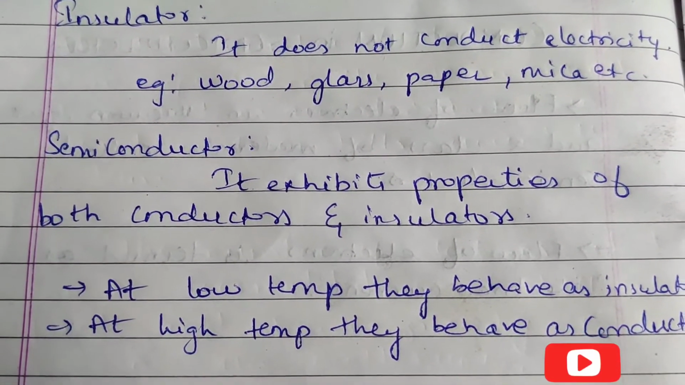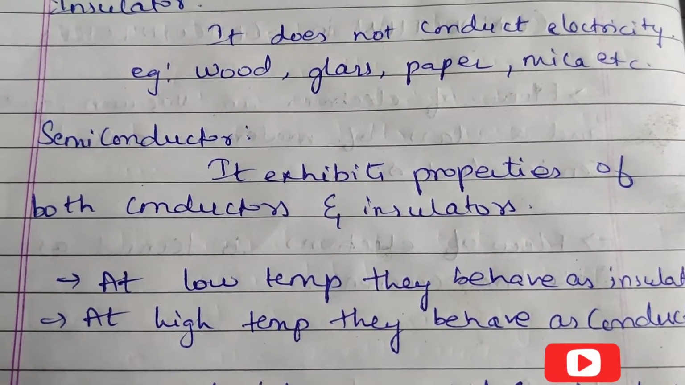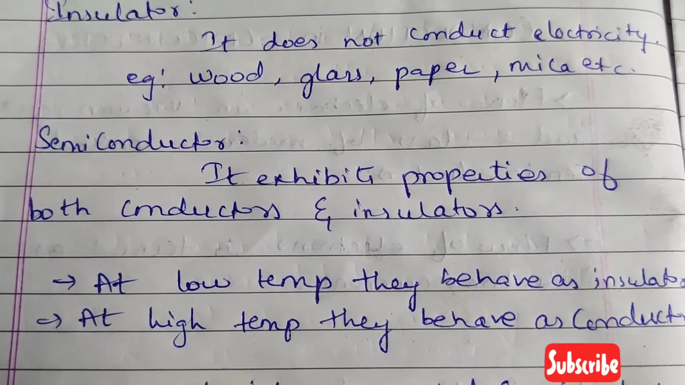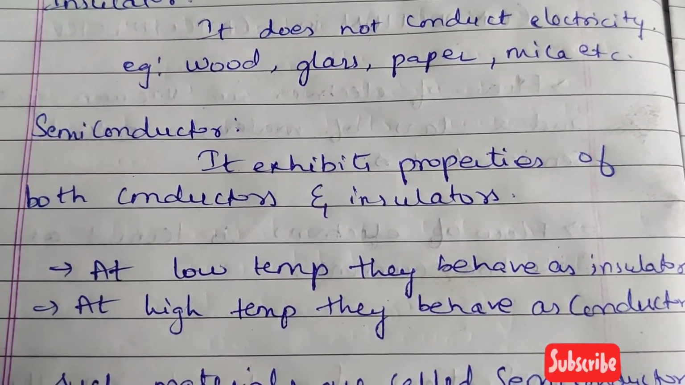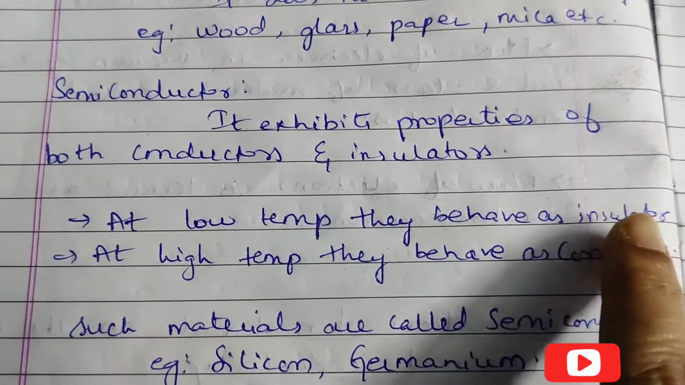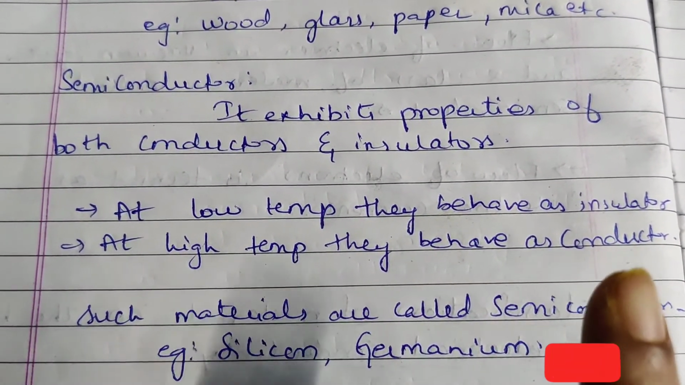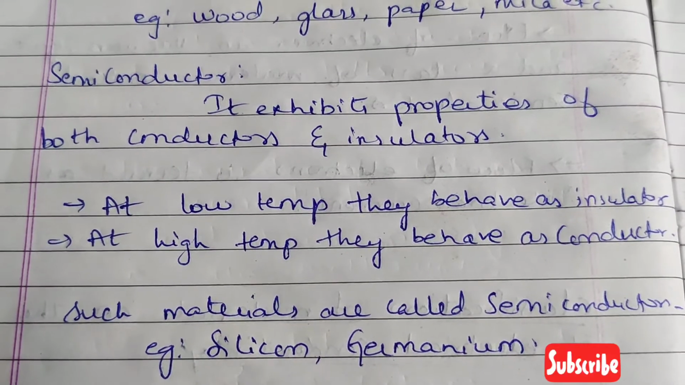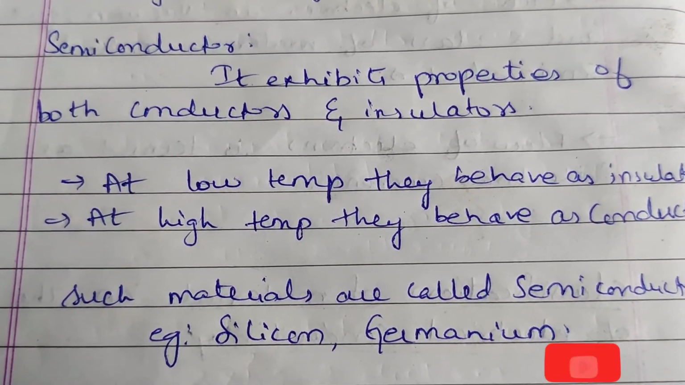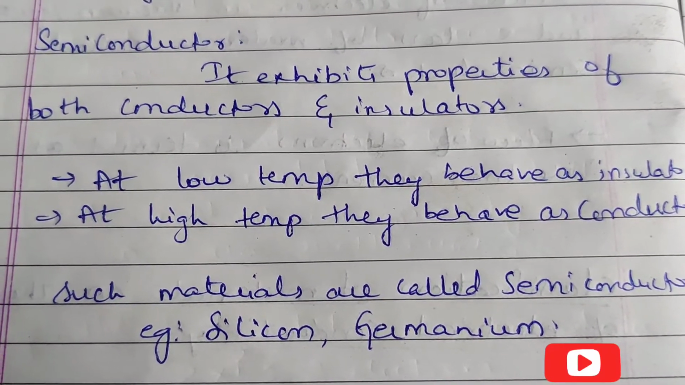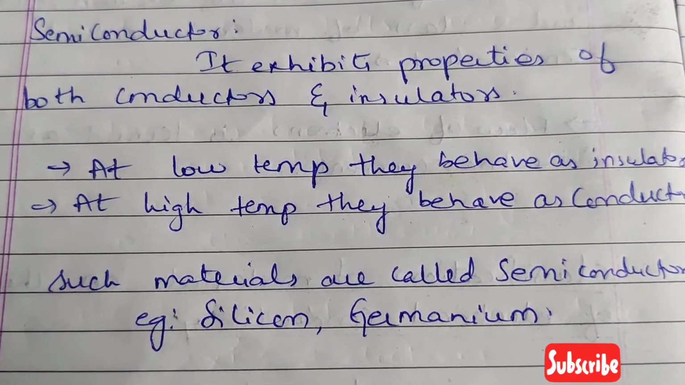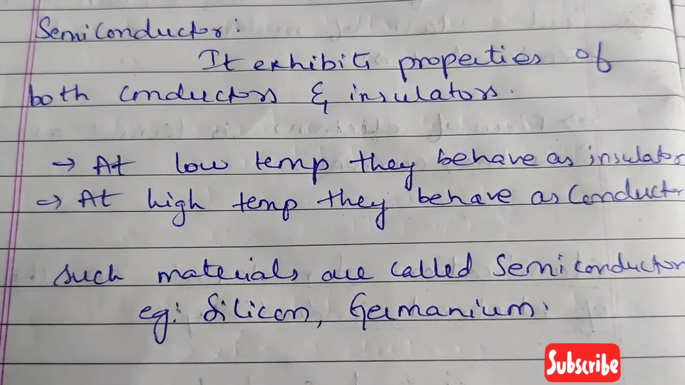What is a semiconductor? By the name itself, it is semi. It will sometimes act like a conductor, sometimes like an insulator. At low temperatures they behave as insulators, at high temperatures they behave as conductors. Such materials are called semiconductors. For example, silicon and germanium. Generally we use these two materials in chip manufacturing and so on.